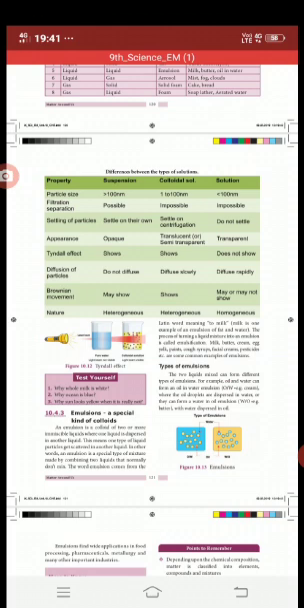So the next is settling of particles. For suspension, yes, the particles get settled on their own; for a colloidal solution, they settle on centrifugation; and for solution, they do not settle down. What do you mean by centrifugation, student? We already saw it in the previous videos.